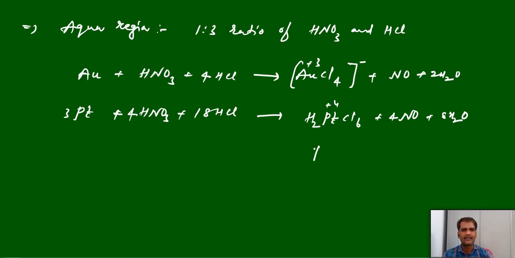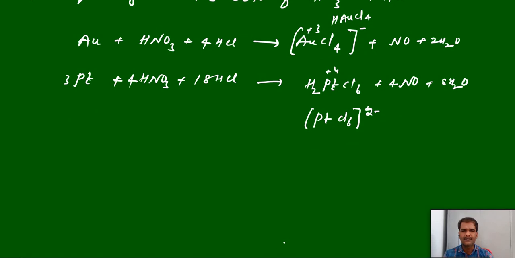This we can write in the form of complex, PtCl6 ionic form 2-, just like your AuCl4. Actually this is HAuCl4, this is a compound. Chloroauric acid, and this is chloroplatinic acid. Just remember these reactions here.